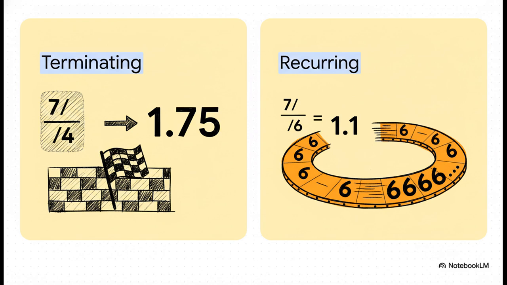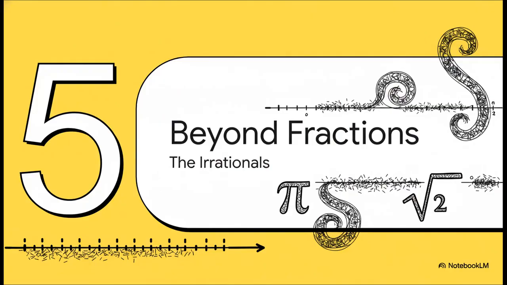You get 1.166666, and that 6 just goes on forever in a nice, neat pattern. So here's the rule. If a decimal ends, or if it falls into a repeating loop, you can be sure it's a rational number. Okay, let's take a breath.